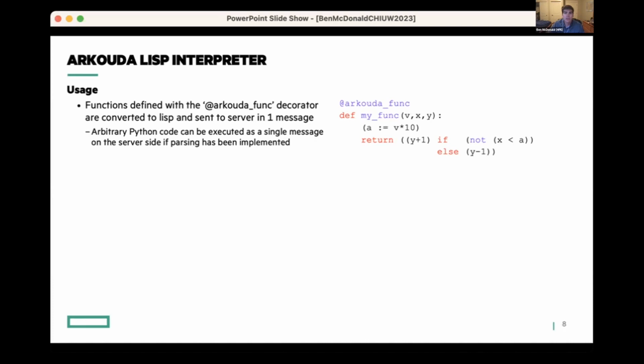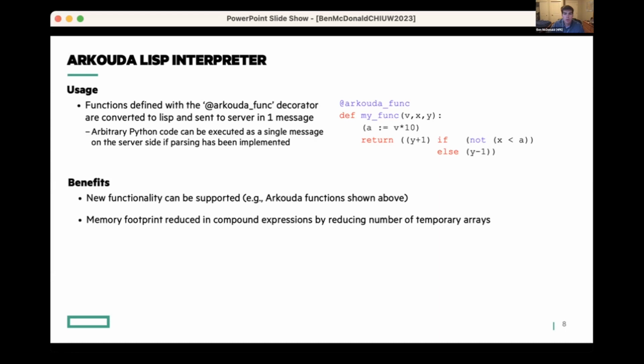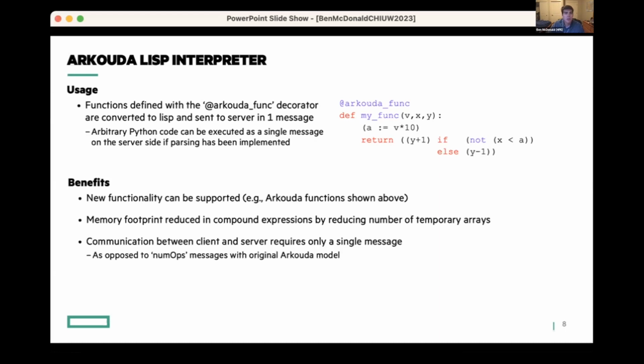So as long as parsing has been implemented for any feature, arbitrary code blocks can be executed on the CHIUW side. And so what this means is we can now support new functionality, allowing users to write their own functions as server messages from the client side. We can reduce the memory footprint by cutting back on temporary array creation. And we can cut back on client to server communication. And we also have potential for improved performance, which I'll get into on the next slide.